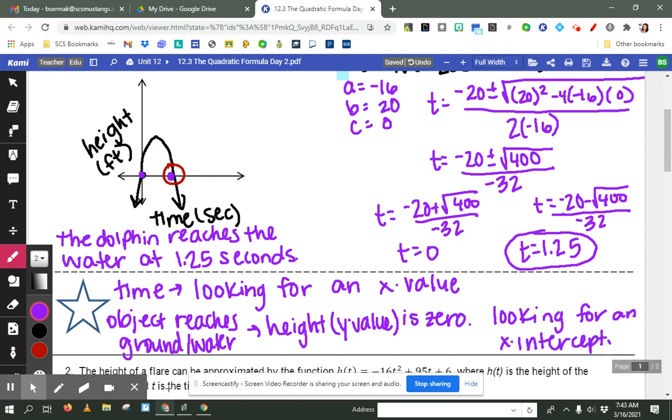So to say that again, when we're asking about time, that's looking for an x value, because time is going to be on our x-axis always. When we're asking about when the object reaches the ground or the water, our height or our y value is going to be 0. And when you're trying to solve a quadratic when it's equal to 0, your options are to factor or to use the quadratic formula, because you're looking for those x-intercepts.